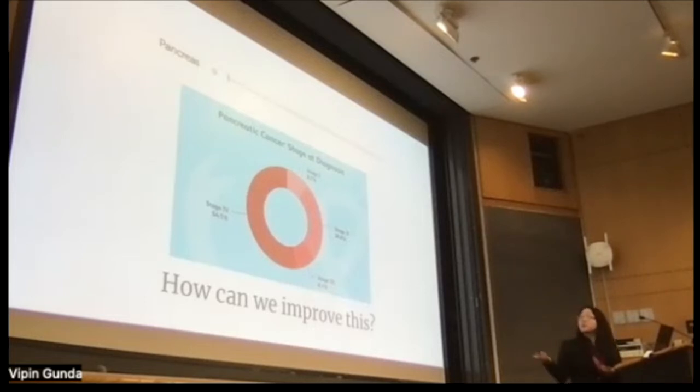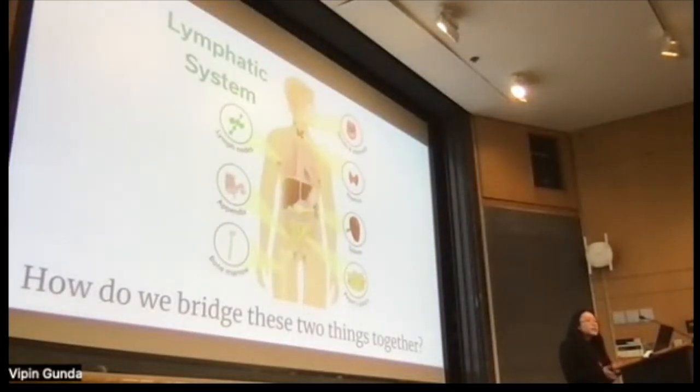And so how can we improve this, right? This seems like a huge problem that we haven't been able to figure out in the last 30, 40 years. However, now there is the lymphatic system. It's a body system that has gained a lot more traction within the biomedical research field, and it takes on a lot of aspects of the circulatory system, the immune system, and the digestive system.